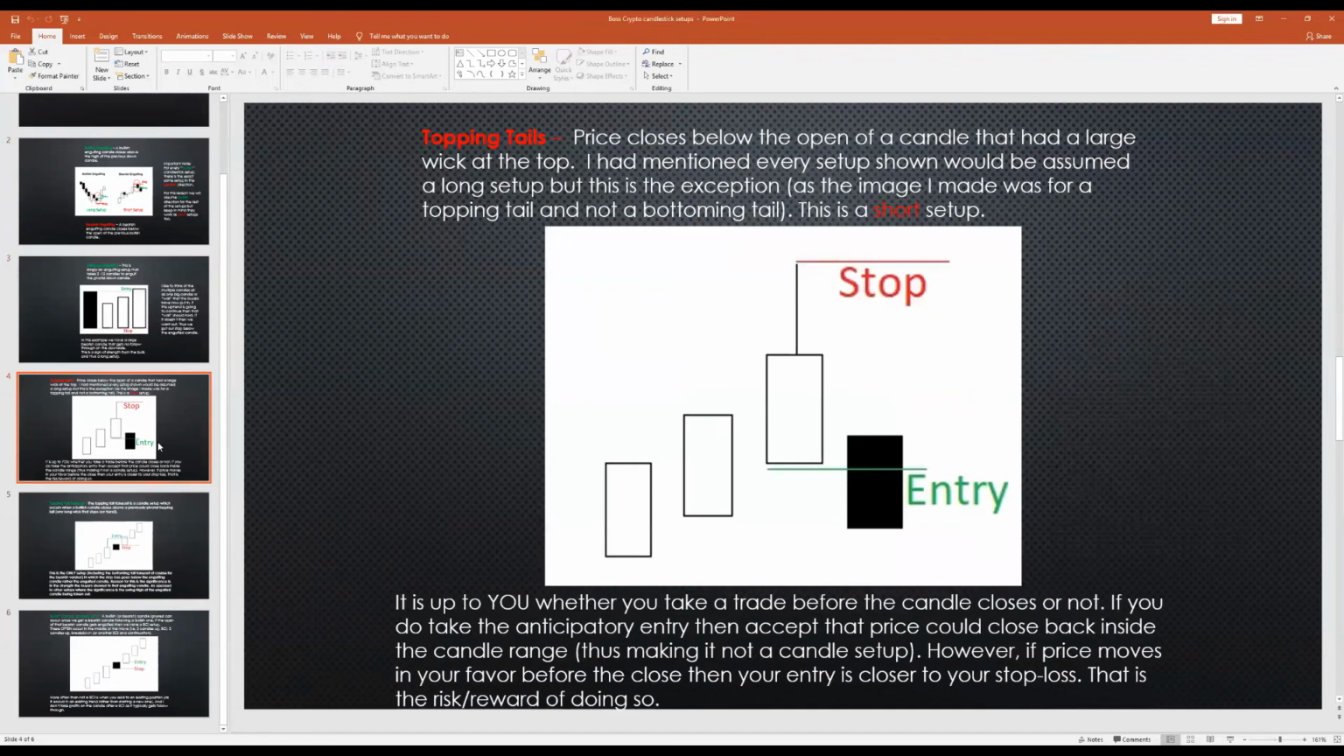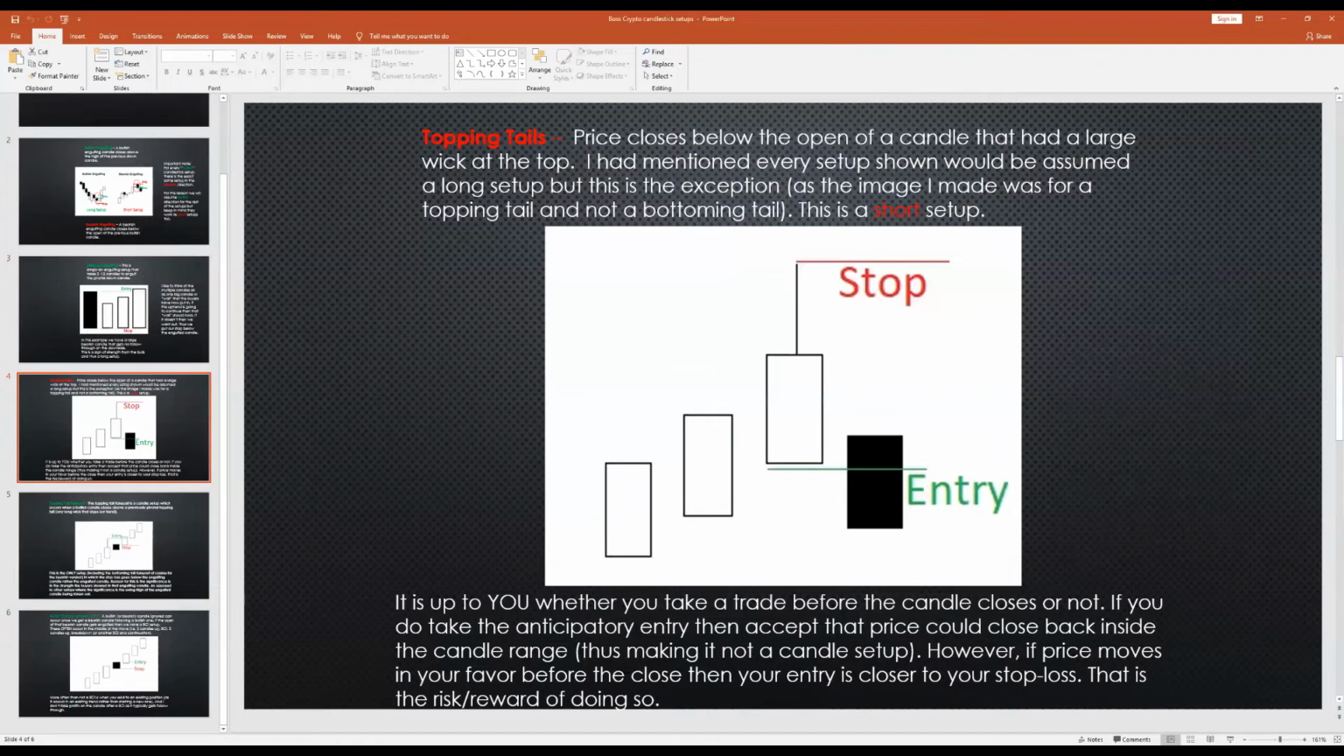So next up is going to be topping tails and bottoming tails. Topping tail is the short setup. I don't have the image for the long one. I just didn't make one, but it's the exact opposite. So a topping tail setup is when price closes below the open of a candle that had a large wick at the top, right? And yeah, that's really all there is to it.